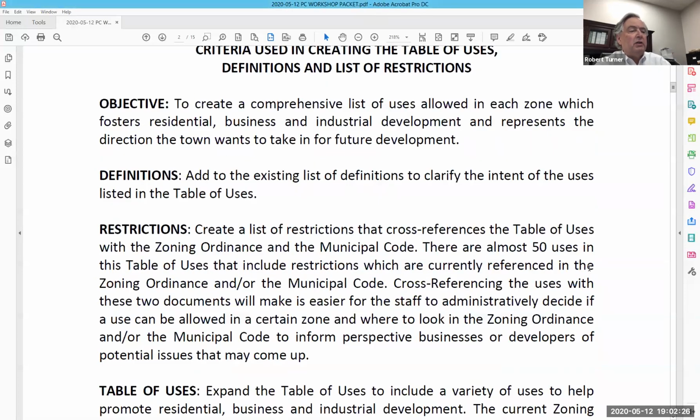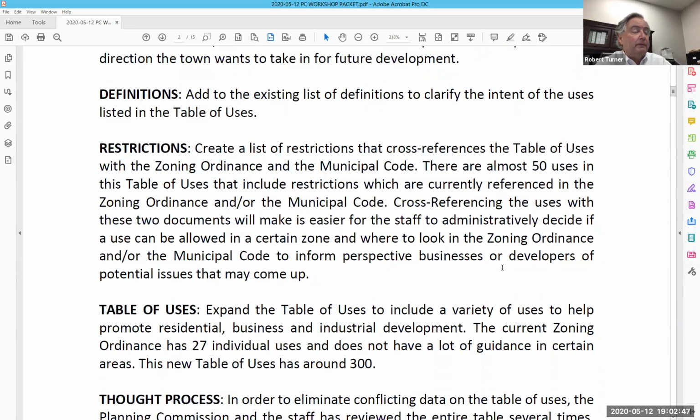The restrictions are created to coordinate the table of uses with the zoning ordinance and the municipal code. That way we have a reference where we could say, this is why we have those restrictions. They're not allowed in municipal code or whatever. Parking restrictions, that kind of stuff.